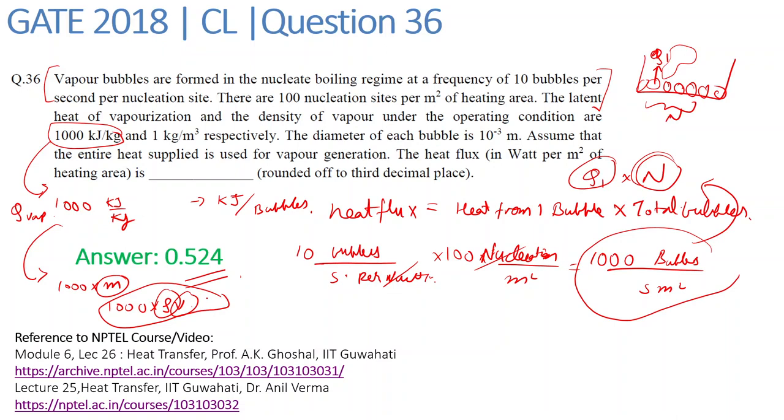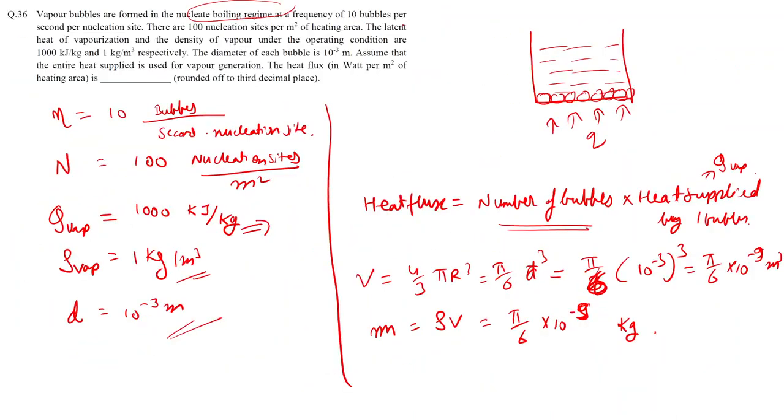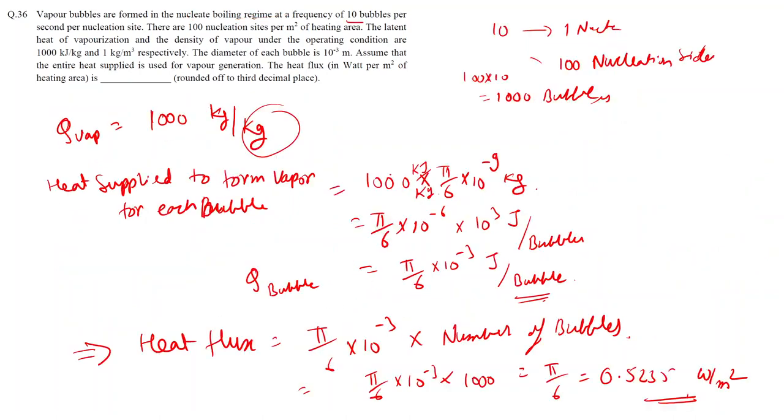So from here we will get the heat supplied by each bubble, which we multiply by the total number n. That is how we solved this question to calculate the heat flux. You can quickly take a look here. We calculated the volume, then the mass using the given volume. Once we have this mass, we multiplied it by 1000 kilojoule per kg to change it into joule per bubble. Then we calculated the total number of bubbles and multiplied both terms to find the heat flux in watt per meter square.